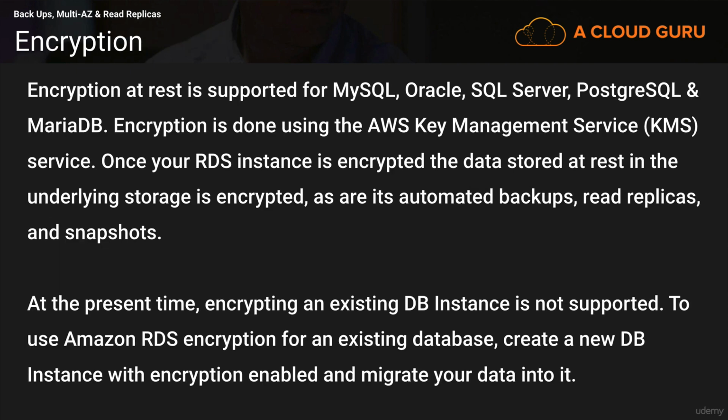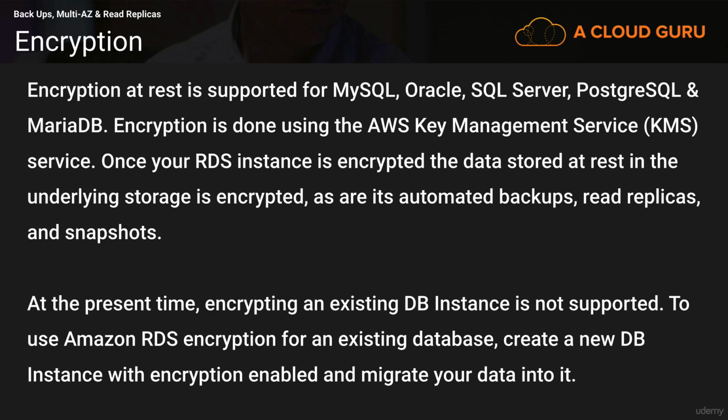Now just moving on to encryption. Encryption at rest is supported for RDS, but it's only supported for MySQL, Oracle, SQL Server, PostgreSQL, and MariaDB. Encryption is done using the AWS Key Management Service, and once an RDS instance is encrypted, the data stored at rest in the underlying storage is encrypted, as well as the automatic backups, the read replicas, and the snapshots.